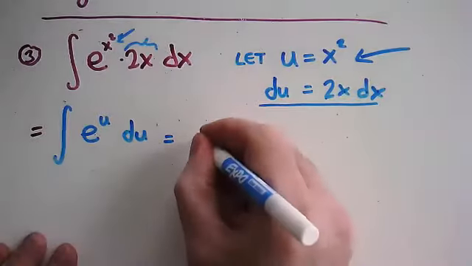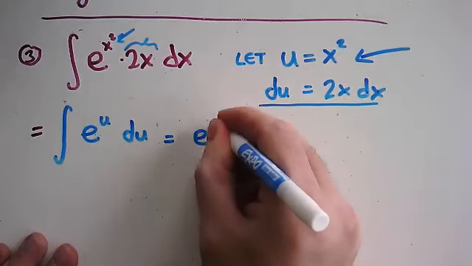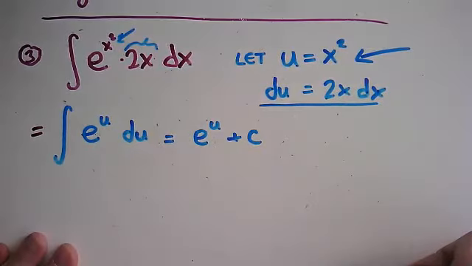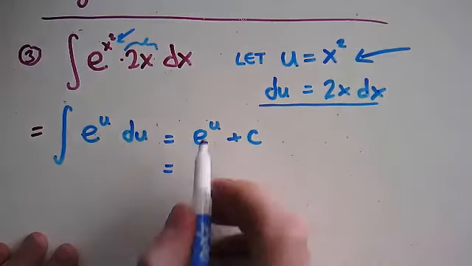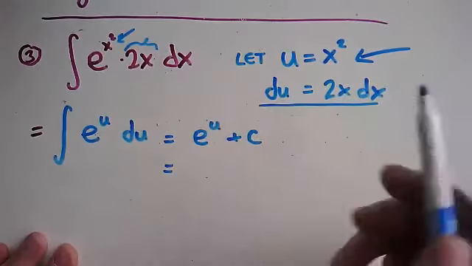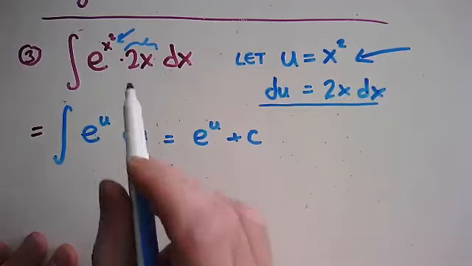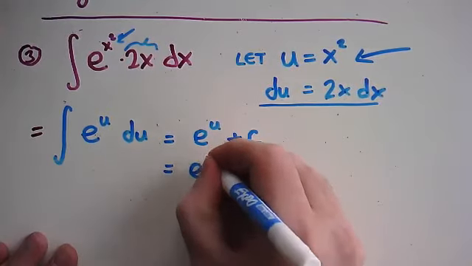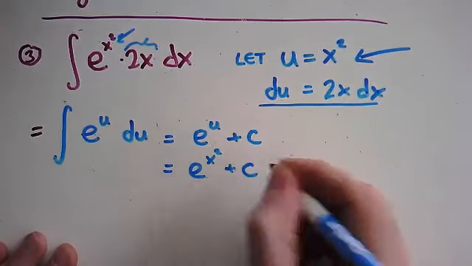So the antiderivative of e to the u would be e to the u plus c, right? And then because this u is something that I invented along the way, when I write my final answer, I'm going to put it back in terms of x. So e to the u would just be e to the x squared plus c.